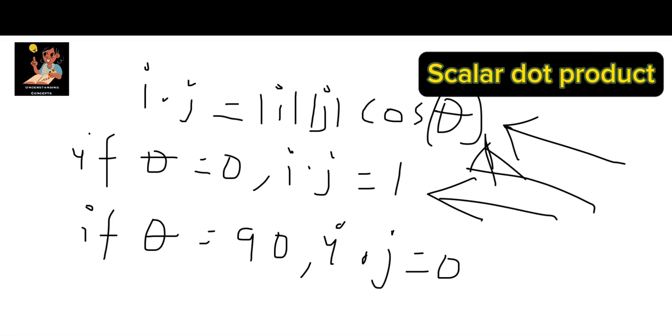which implies cosine of 0. But cosine of 0 is 1. Therefore, the magnitude of i, which is 1, times that of j, which is 1, times the cosine of 0, which is 1, is going to give us a dot product of 1.